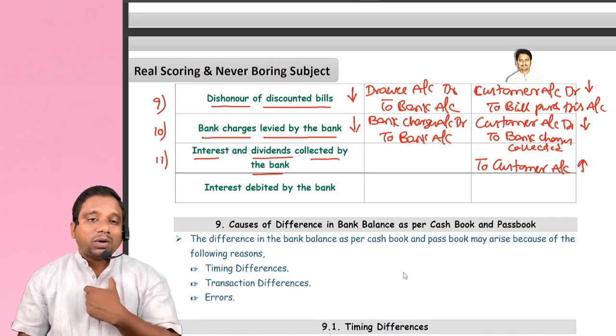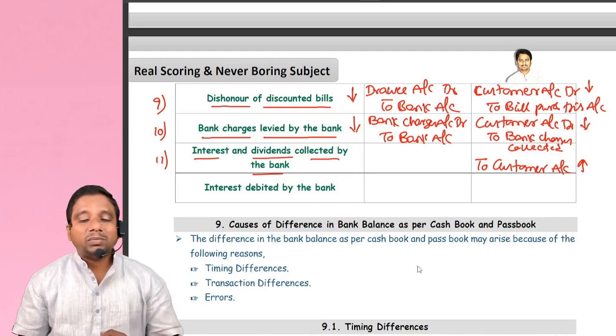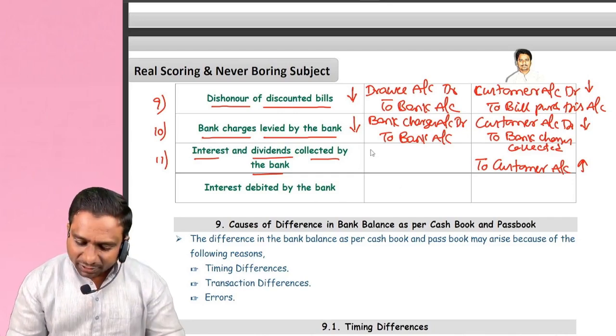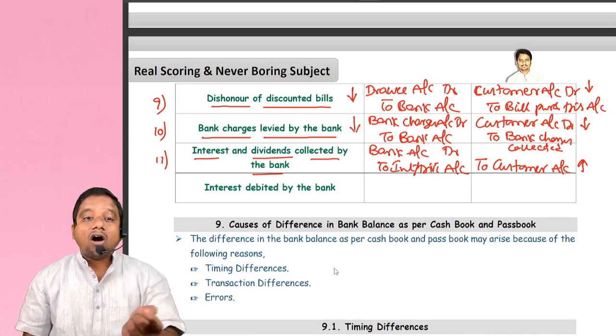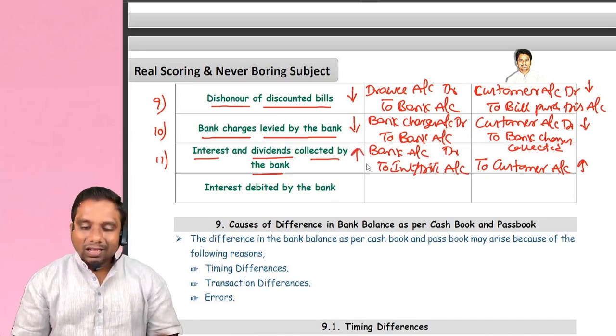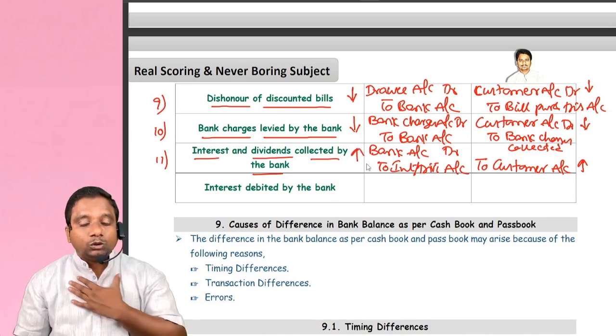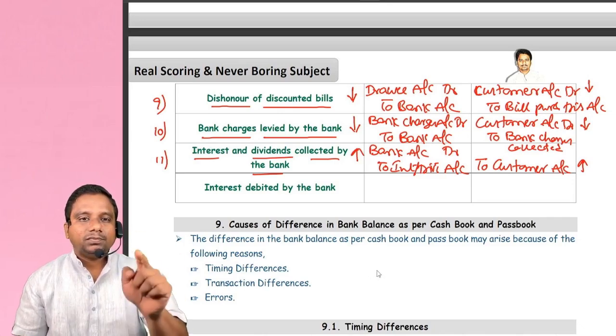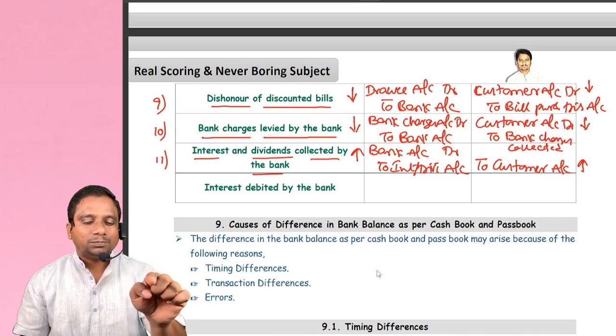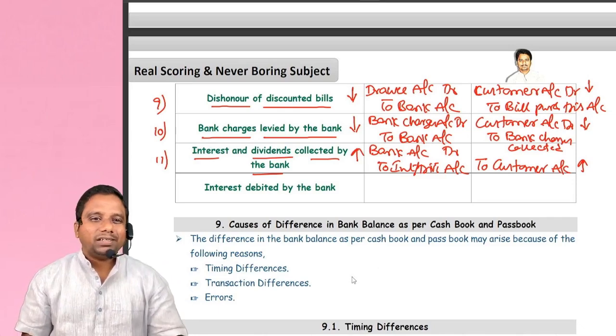After updating the passbook or after getting the bank statement, the same transaction we record in our books. So what is the entry we record? Bank account debit to interest or dividend account. After recording this transaction, as per our books, the balance increases. Till that time, your cash book balance is less compared to the passbook balance.